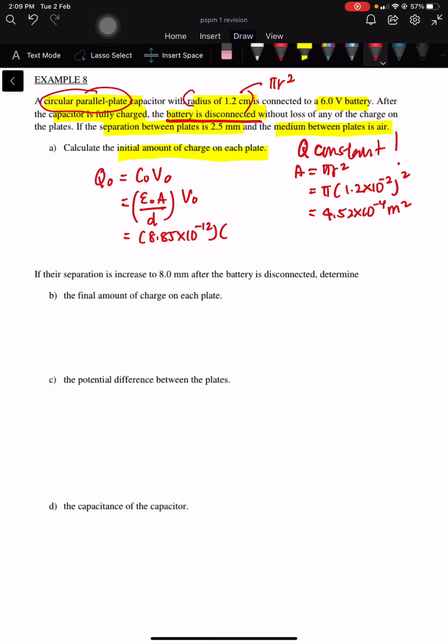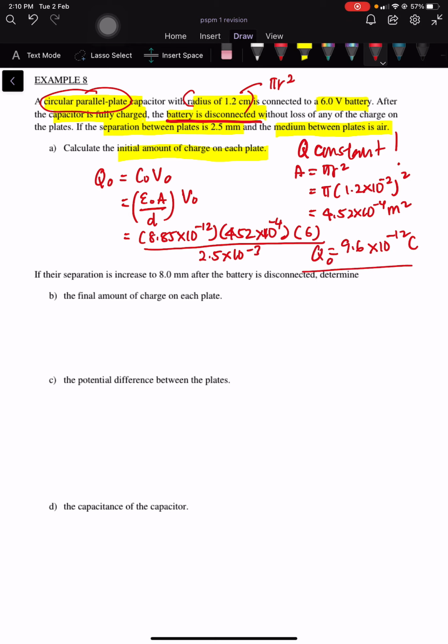So masukkan dalam ni lah. 4.52 kali 10 negatif 4. Darab dengan V. V ni adalah 6 volt. Bahagi dengan d. d adalah 2.5 times 10 to the power of negative 3. So the answer will be 9.6 times 10 to the power of negative 12 coulomb. Ini adalah nilai Q naught.